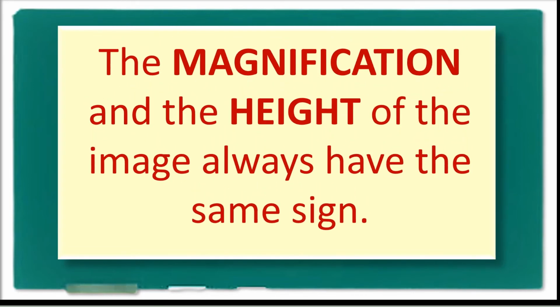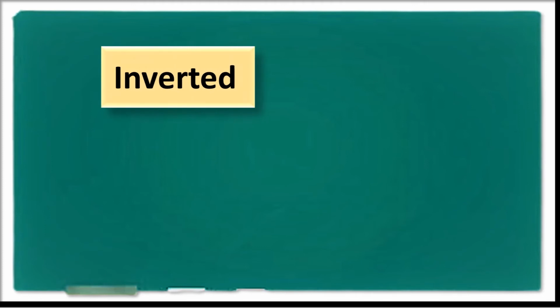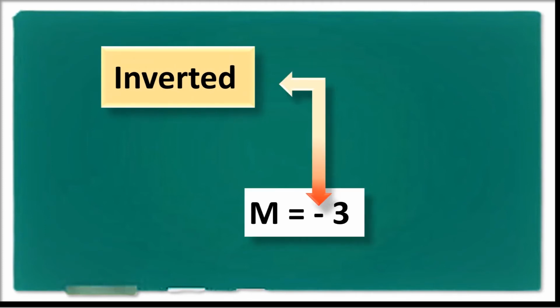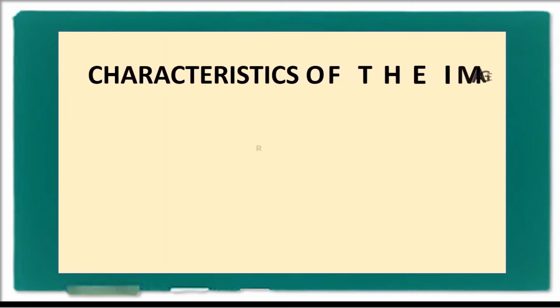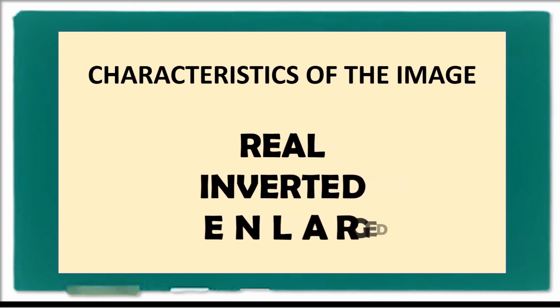By applying the sign conventions, we can say that the image is inverted because the magnification is negative. Did you understand, class? Okay, who can describe again the characteristics of the image? Very good. The image is real, inverted, and enlarged.